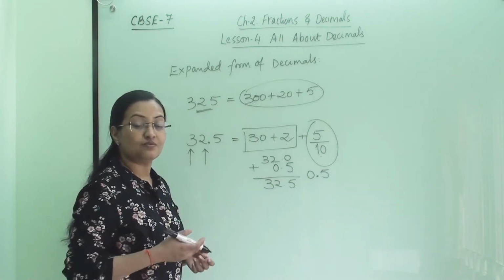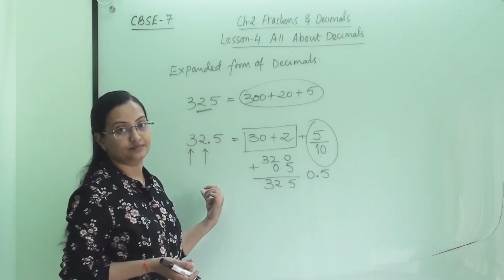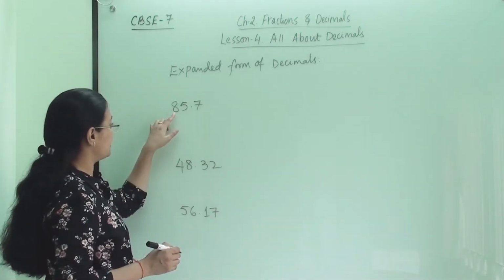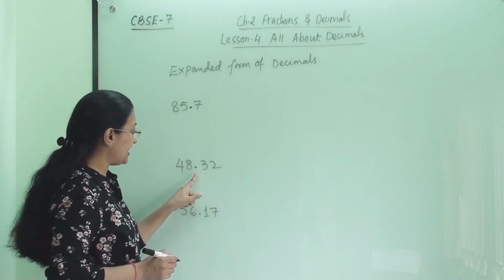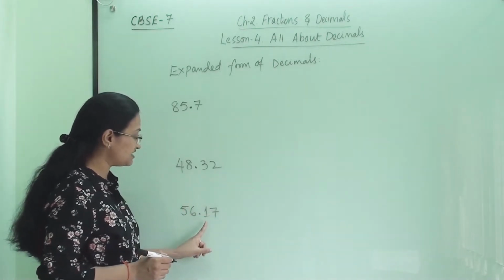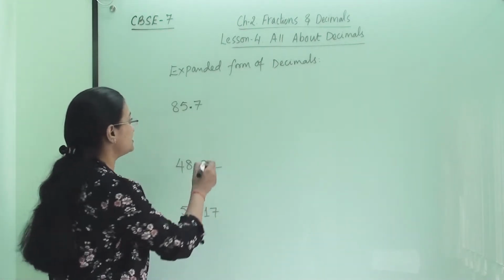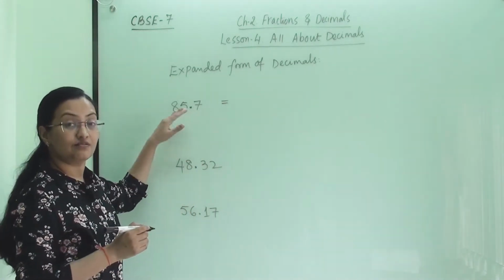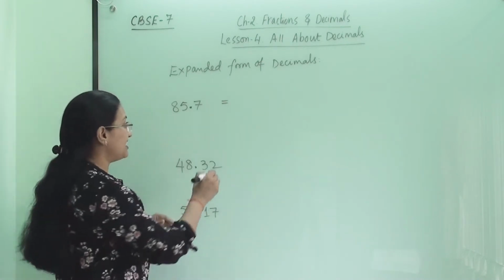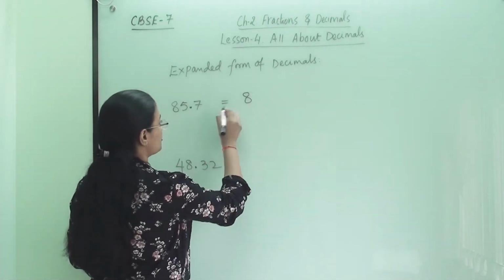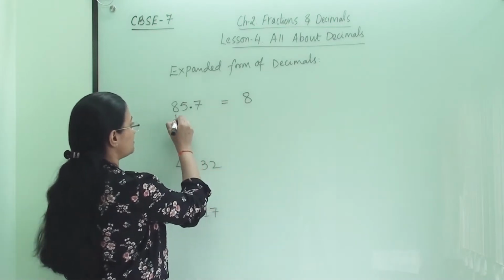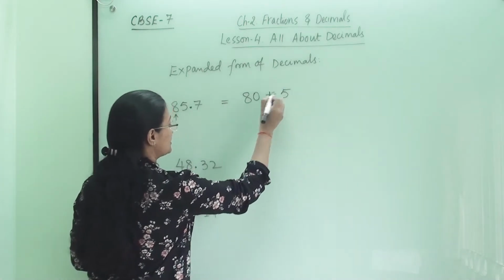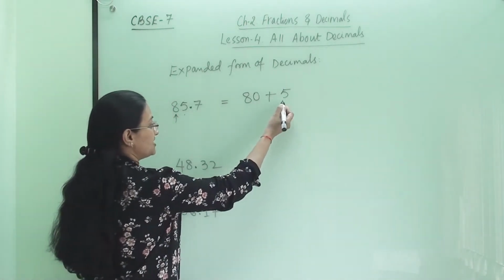So let us practice some more examples of this kind. We have three numbers here and all are decimals: 85.7, 48.32 and 56.70. Let us check their expanded form. First, the number before the decimal point we write as a whole number. So this is 85. 8's place value is tens, so we write 80, then plus 5 because it is at the ones place.